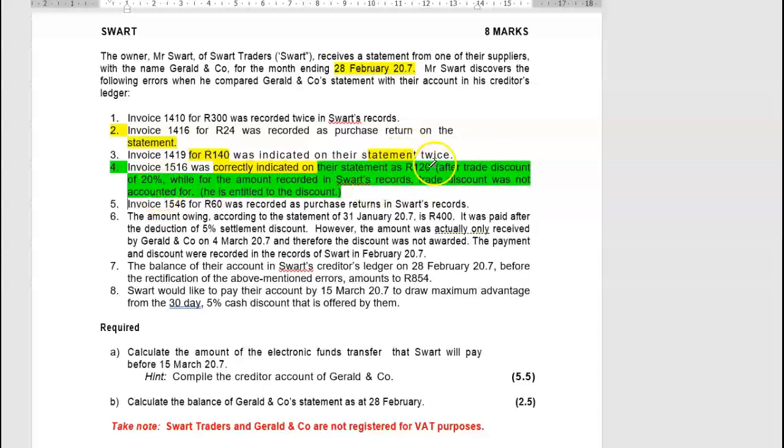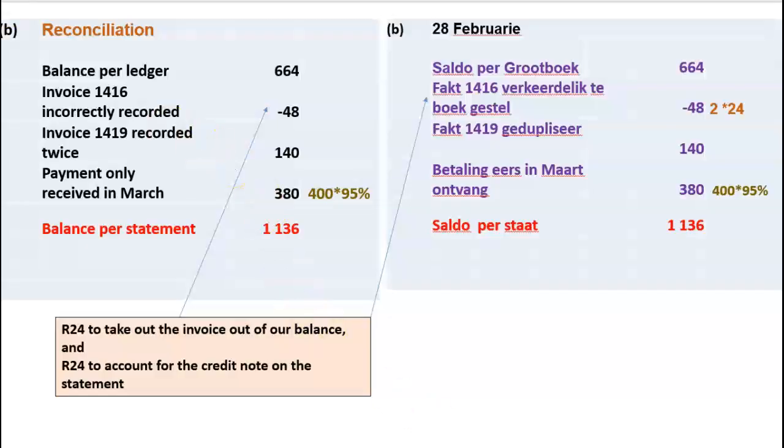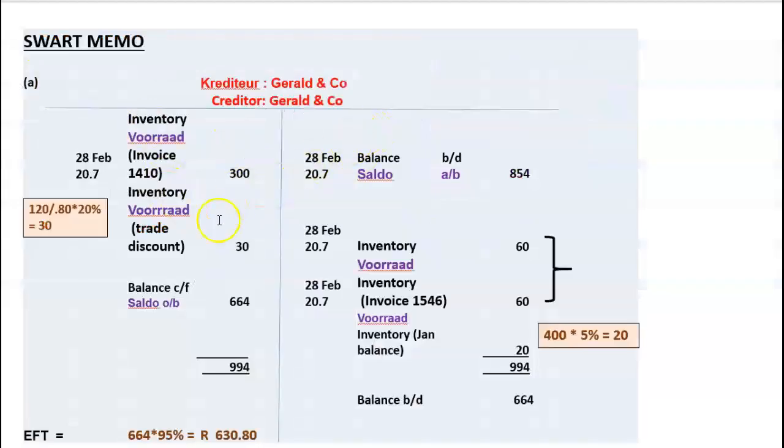So the 120 Rand equals 80% of the original normal invoice price. So I have to work back to the 100% of the normal price and then multiply it by 20% to calculate the trade discount. And then I have to pass an entry on the debit side of the account in order to reduce our balance. What did we do with the invoice? We posted it on the credit side.